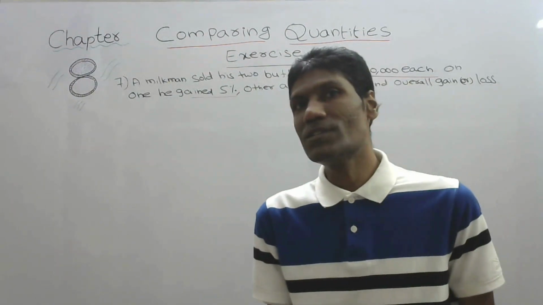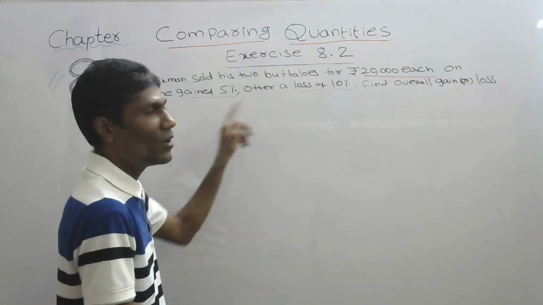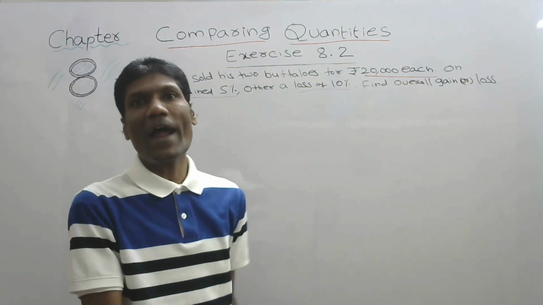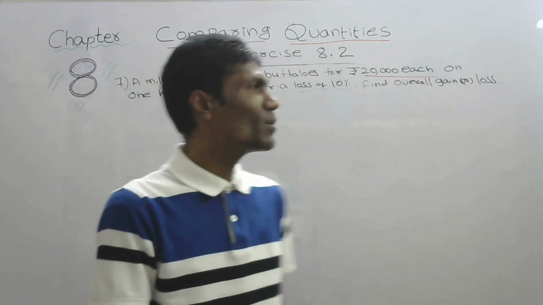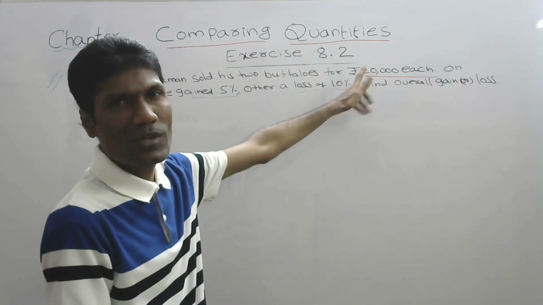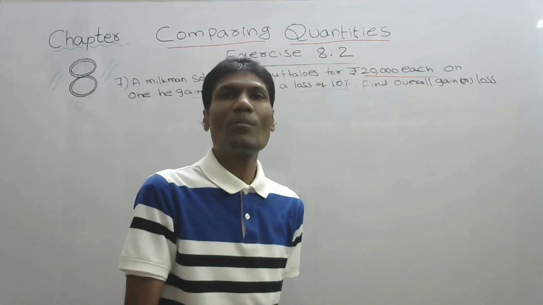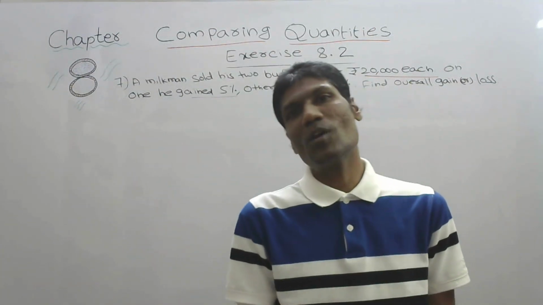So what we will do is first we will find the cost price of first buffalo and second buffalo. After finding, we will add up. So we will get the total cost price. Selling price, we know 20,000 each. So 20 plus 20, 40,000 is the selling price. So by comparing, we will see whether he got gain or loss.